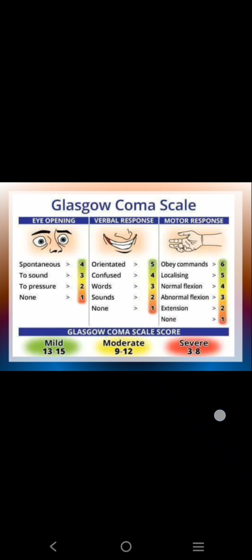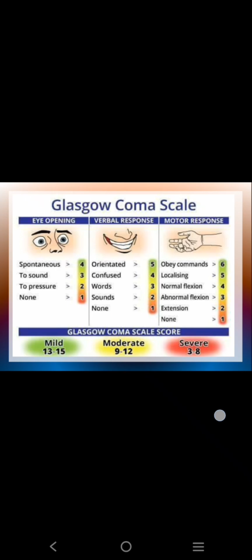Then in the last of that, it is the motor response. In that, the first one is that he is obeying commands. That is, if you're asking him to lift his hands, move this side, and he's obeying that, then he comes under grade 6. Then he's localizing. That is, if we are giving any painful stimuli, he's localizing that area, trying to move away from that area. Then he's coming under grade 5.